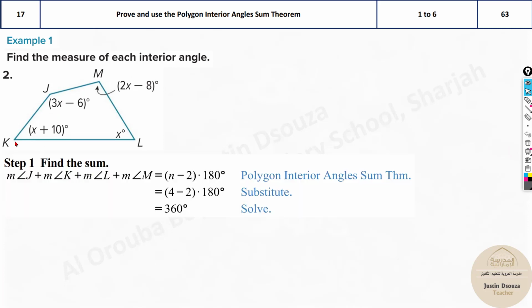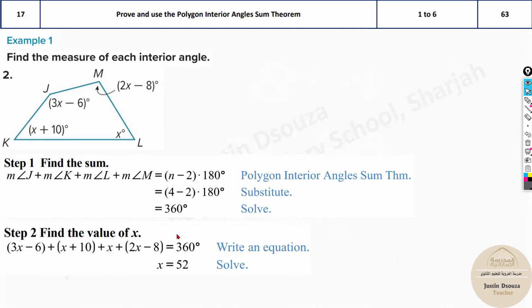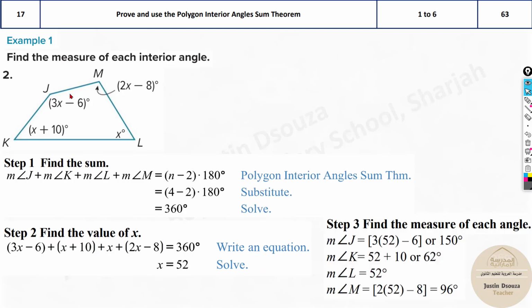Here as well, sum of all this J, M, L, K equals n minus 2 times 180 degrees. This is a very important formula. Substitute this, solve this. Over here we got 360 degrees. Now substitute these values and solve it up. You'll get the answer. Then for each angle you need to individually solve it as well.